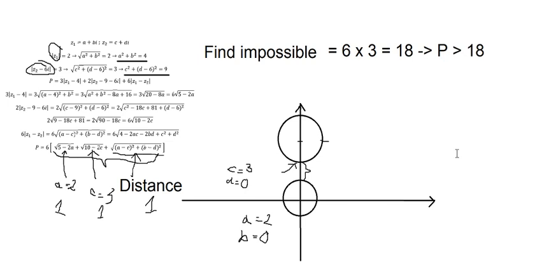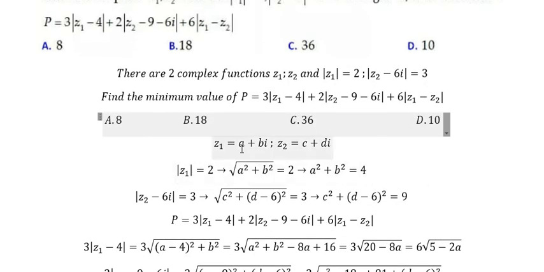And now we go back to the answer key. So P should be greater than 18. So A, B, they cannot go to this number here. So the answer for the question here is C.